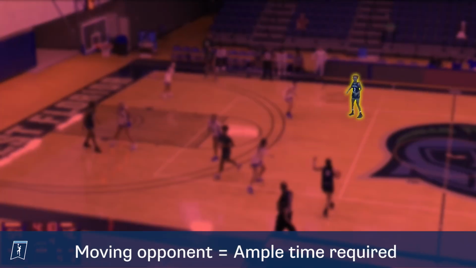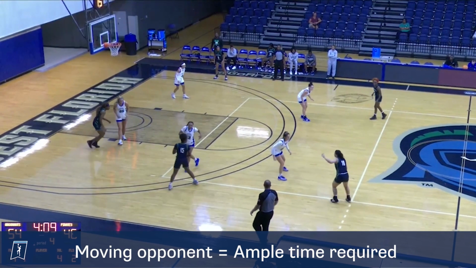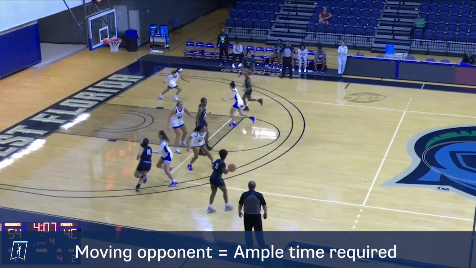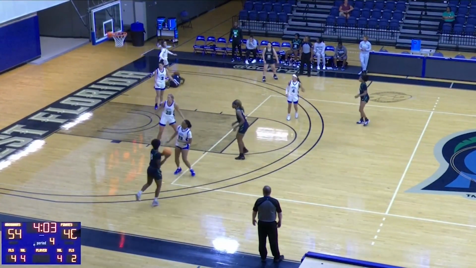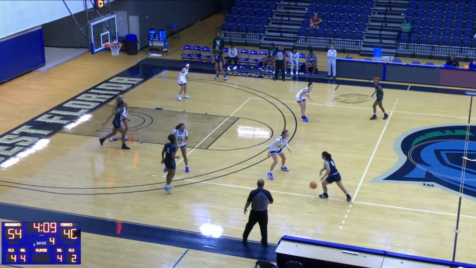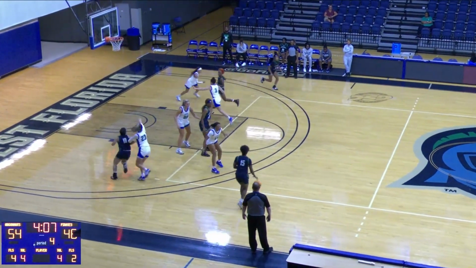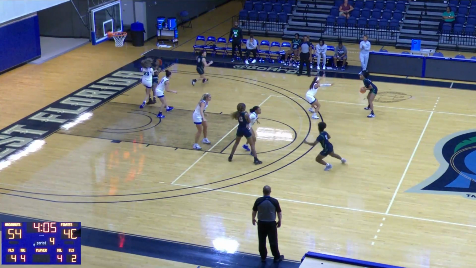The screener on the low block moves directly into the path of the moving opponent, committing an illegal screen foul, as there was no time for the player being screened to avoid the contact. The play is correctly called, however, the coverage demonstrated needs improvement.